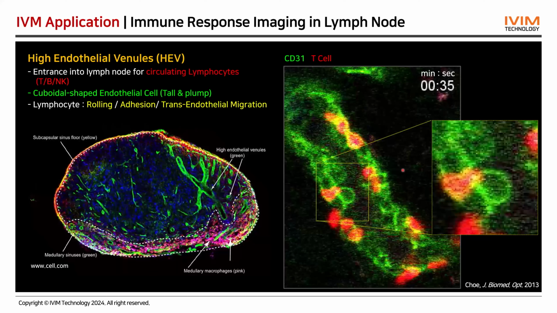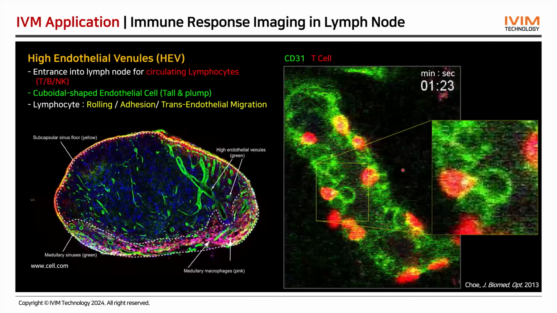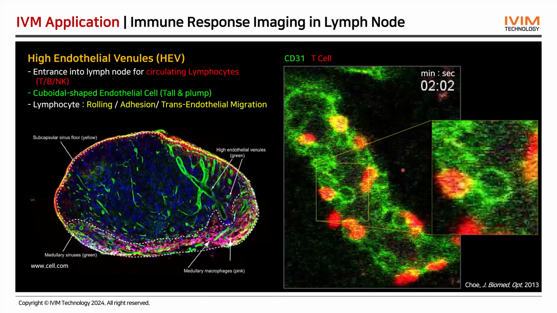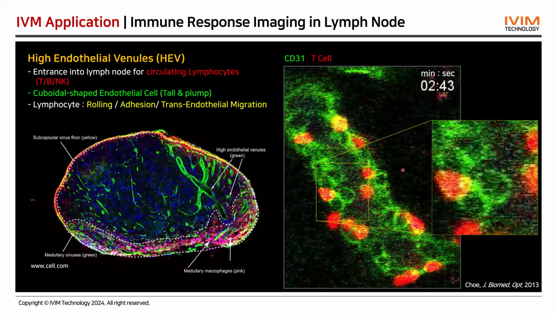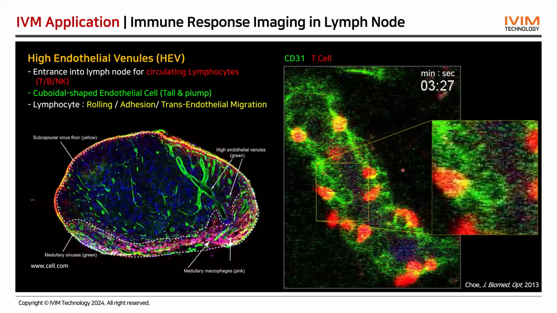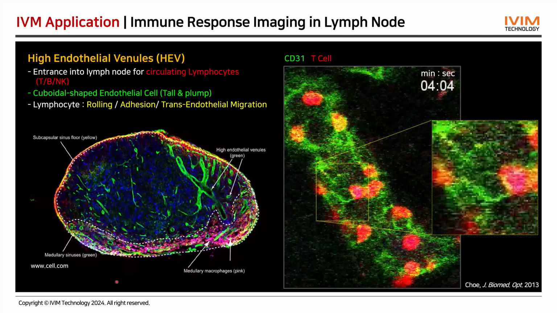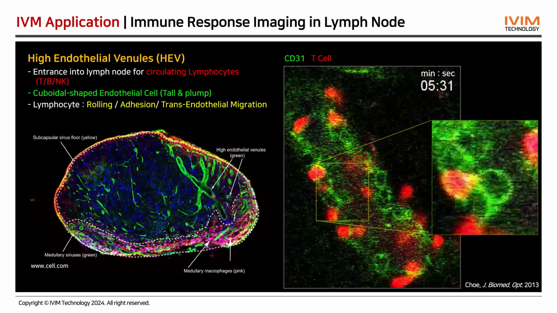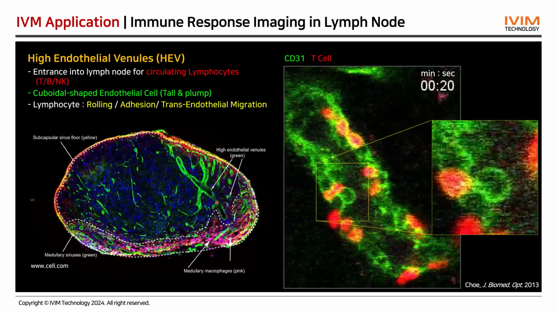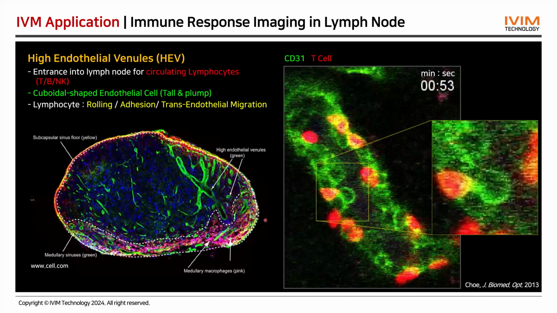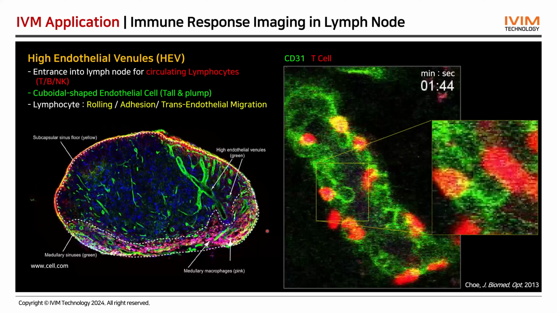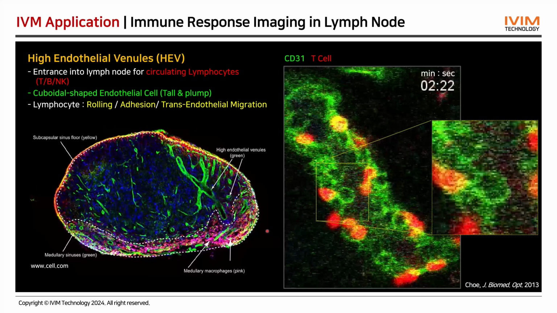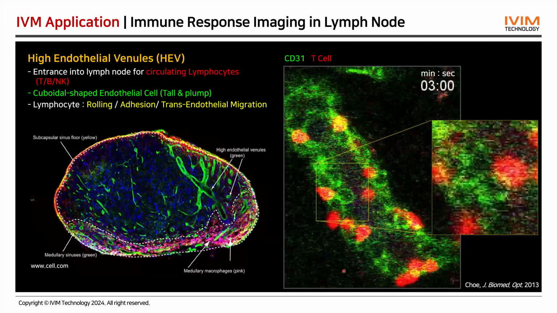In the lymph node, there are specialized blood vessels called high endothelial venules, or HEV for short. You can easily find HEV in the lymph node because of their large size and the thick vessel wall. HEV is the main entrance into the lymph node for circulating lymphocytes. In normal conditions, HEV allows only lymphocytes to enter from the blood.